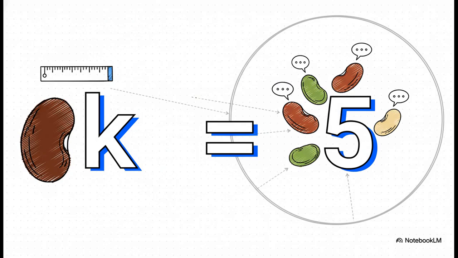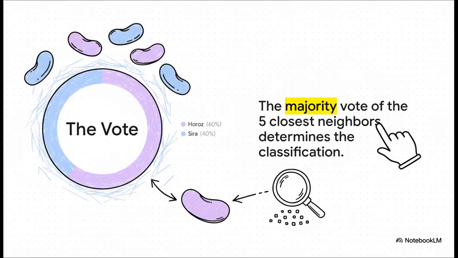All right, so here's the deal. We have a new mystery bean. We've measured it, but we have no idea what kind it is. So for our KNN algorithm, let's pick K equals 5. That just means we're going to find the 5 already identified beans that are mathematically closest to our mystery bean, and we're going to ask them for their opinion. And here we go. The vote is in. The algorithm looked at the 5 closest neighbors to our mystery bean. It turns out 3 of them were the Horos variety and 2 were Syrah. So based on that 3-2 vote, the algorithm makes its decision. Our mystery bean is a Horos. See? It's like democracy, but for data points.